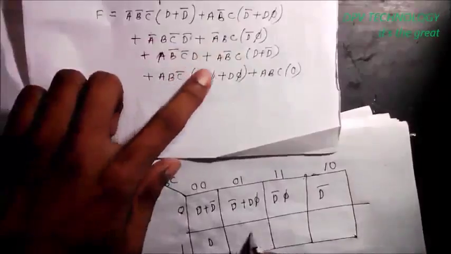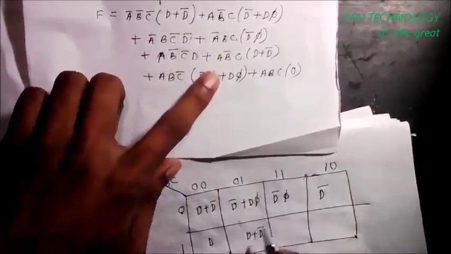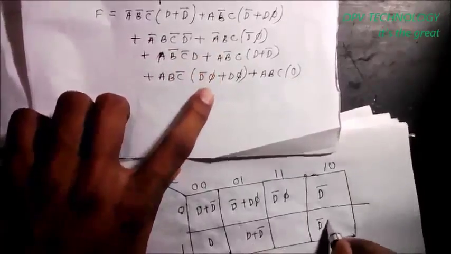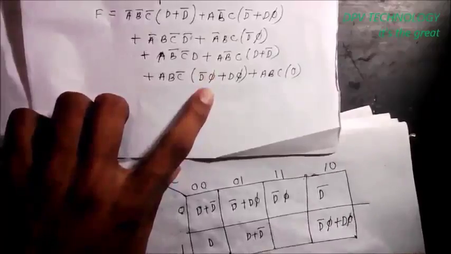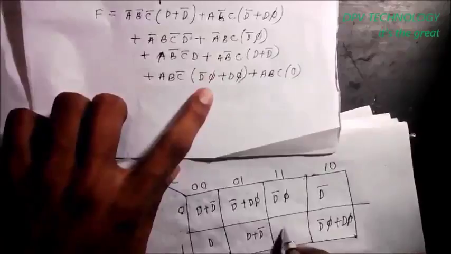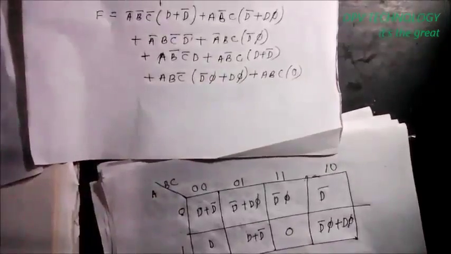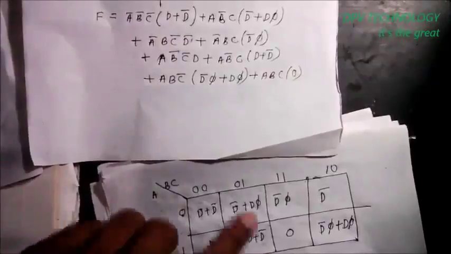And here you have D, here you have D or D bar. Then this thing, D or D bar, don't care, or D, don't care. Then you have 0. Now I'm going to group this thing. I'm going to show you how to group.